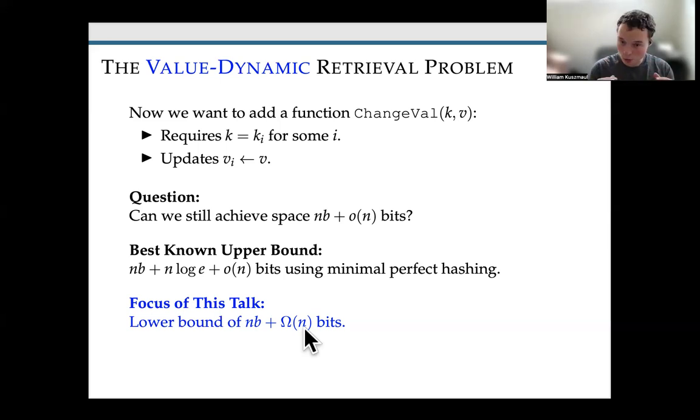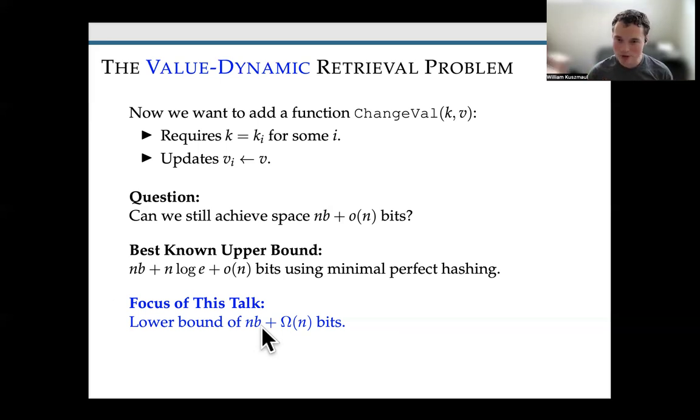So this actually isn't the only result that we prove for this problem. In the paper, we also give a better upper bound. So we show that you can beat minimal perfect hashing. But critically, the better upper bound is still of the form nb plus order n bits. And what this lower bound shows is that that's necessary. You have to use order n more bits than what you used in the static case.